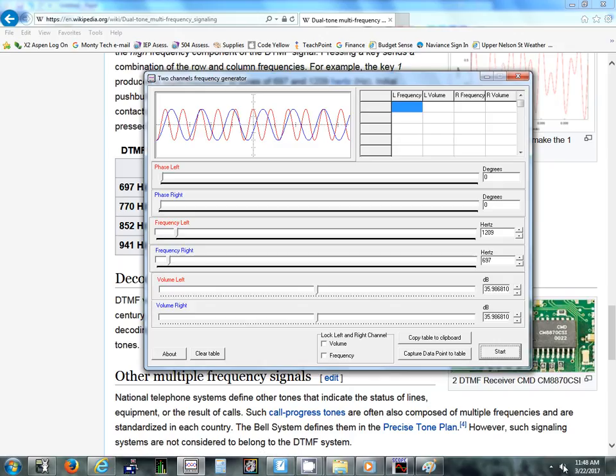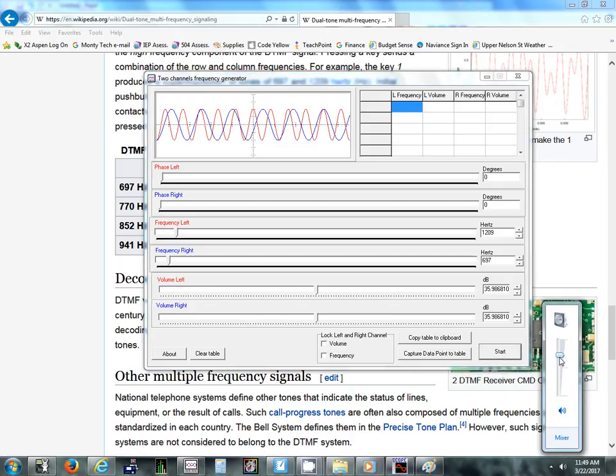All right, so that should be loud enough. Okay, so I'm going to go into my voicemail. It's going to say press 4, and then it's going to say press star to exit, and we'll go from there.